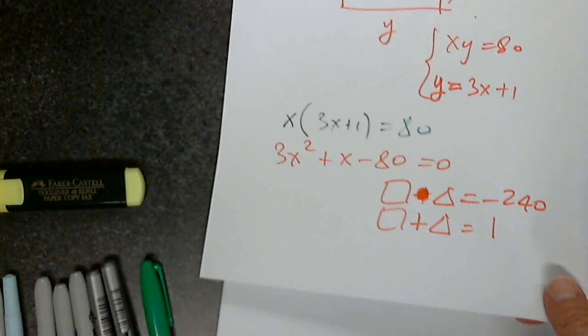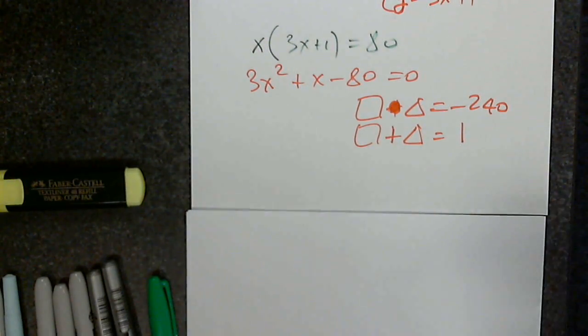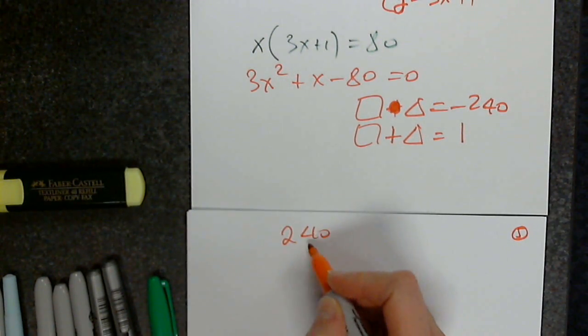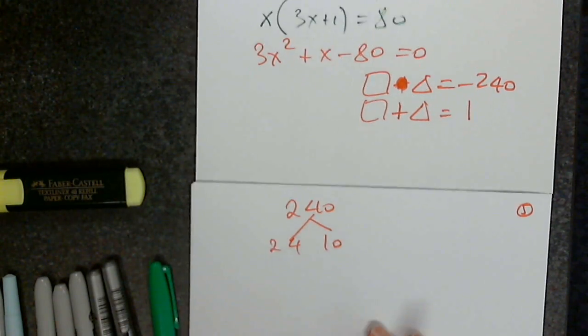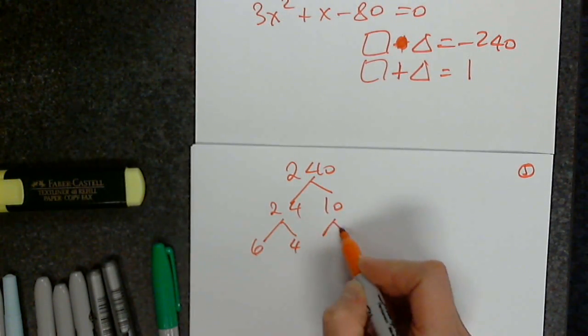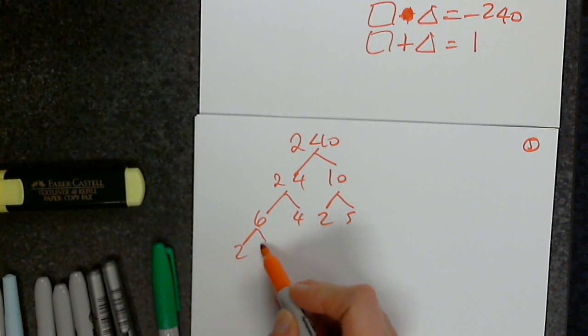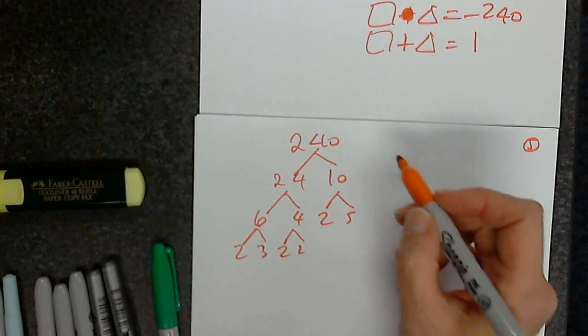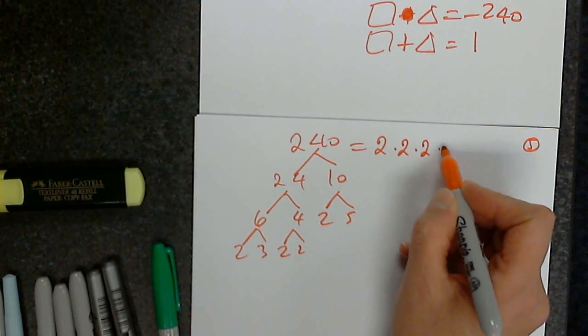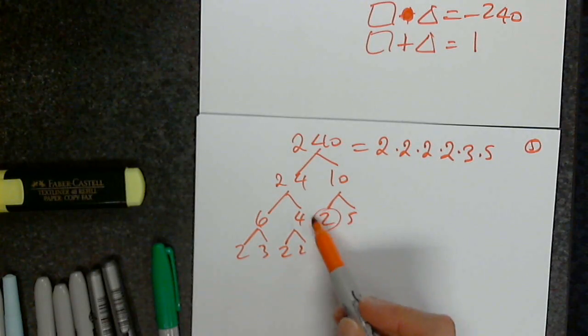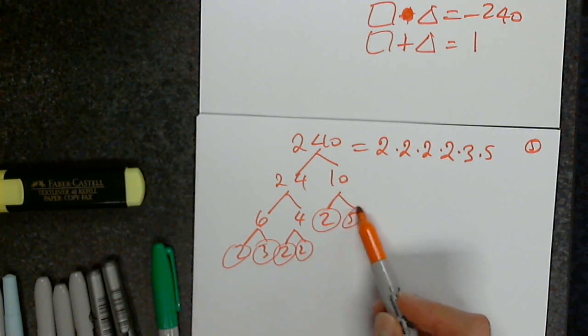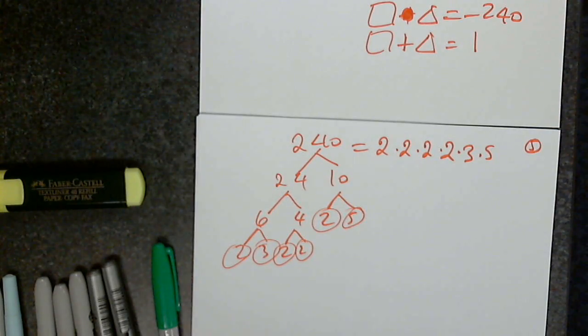So I highly recommend breaking it up into prime numbers. So 240 is, first of all, 24 times 10 if you want to do that. Then it's 6 times 4, which is 2 times 5. And this is 2 times 3, and this is 2 times 2. So this is 2, 2, 2, 2, 3, 5. So now I need to find two numbers that are so close, one positive and one negative, but so close that their sum is 1.